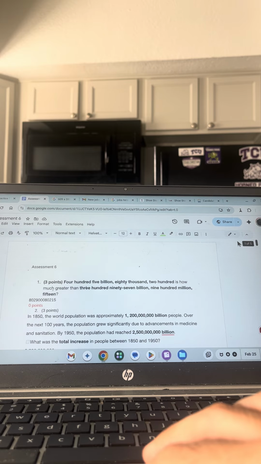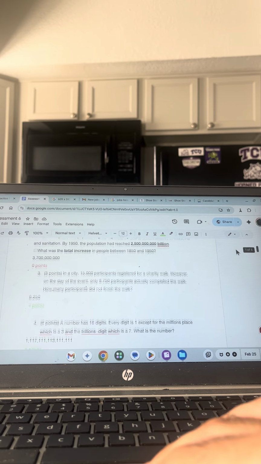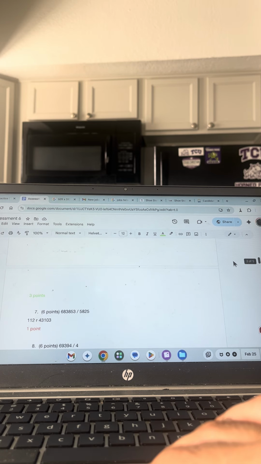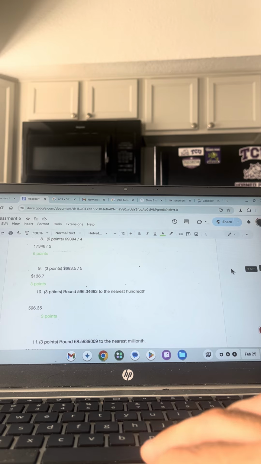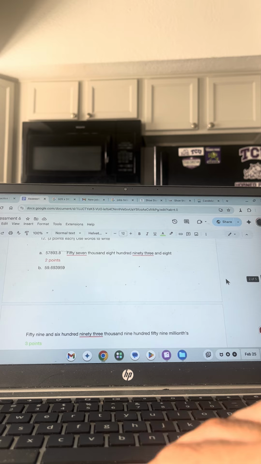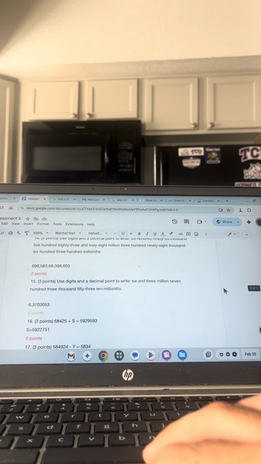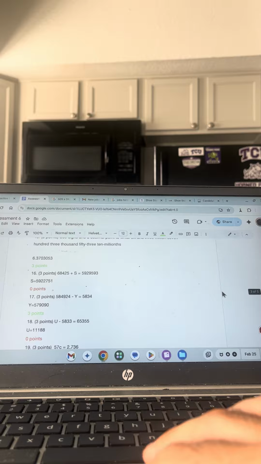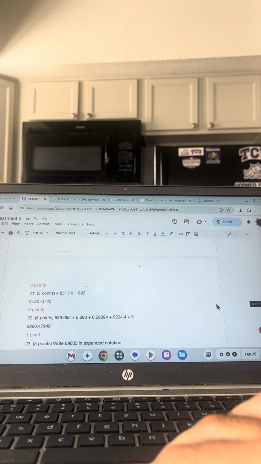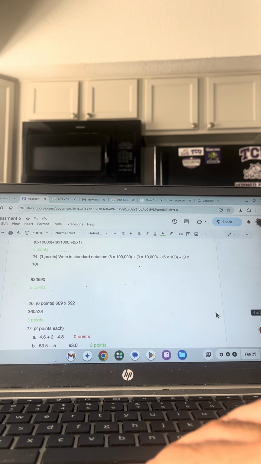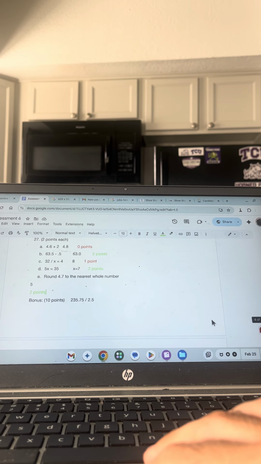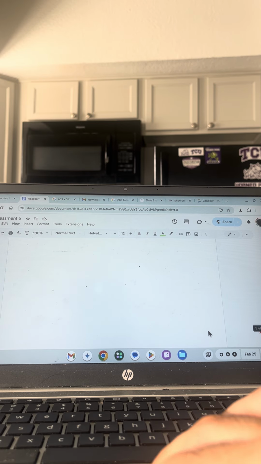Okay, so let me just double check and count that again. I counted 60, but let me just double check one more time. Okay, 3, 9, 10, 11, 12, 13, 14, 15, 21, 24, 27, 30, 32, 35, 37, 40, 43, 44 through 60. So you got a 60%.